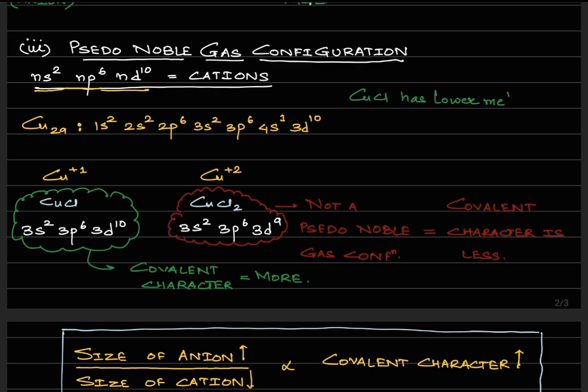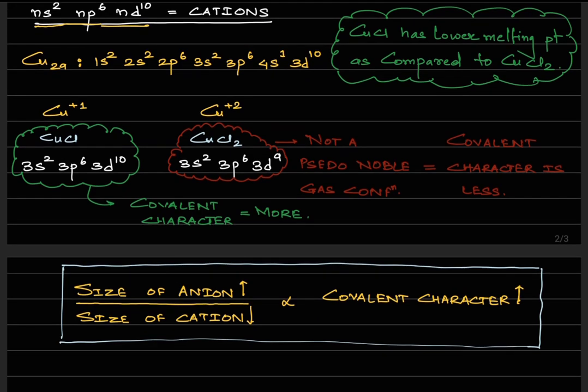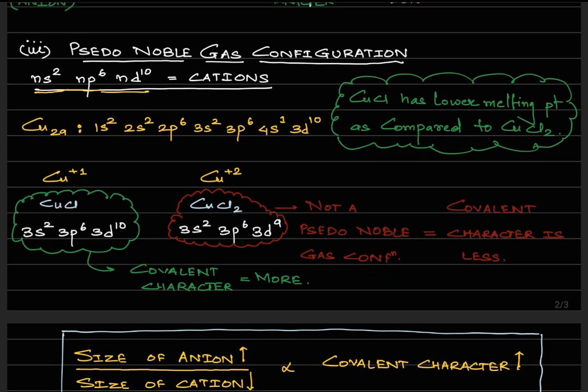Okay, now CIA would ask you a question something like this, that CuCl has lower melting point as compared to CuCl2. Give reason. Okay, so what is the reason for this? The reason for this would be that in CuCl, because Cu is in its +1 oxidation state and it is showing a pseudo noble gas configuration, okay, the covalent character is slightly more. So the covalent character is more, definitely the ionic character would be less, and because the ionic character is less, the forces of attraction is less, due to which the melting and boiling point will reduce.